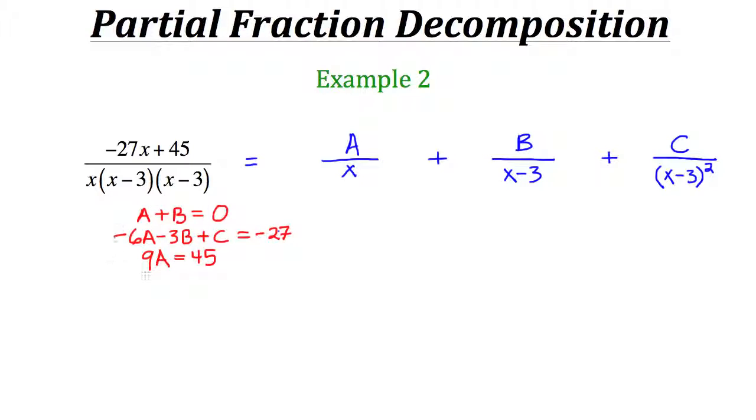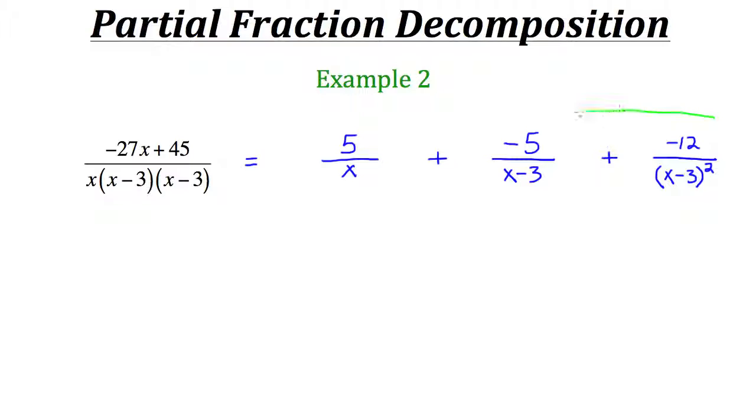Now that we have our system of equations, we could solve it to get the values for our variables. Now if you do this correctly, you'll get a result that says a is 5, b is negative 5, and c is negative 12. And then like before, we could plug those values in to their respective fractions. So a equals 5, and b equals negative 5, and c equals negative 12. So this would be the partial fraction decomposition of the rational expression we were given.